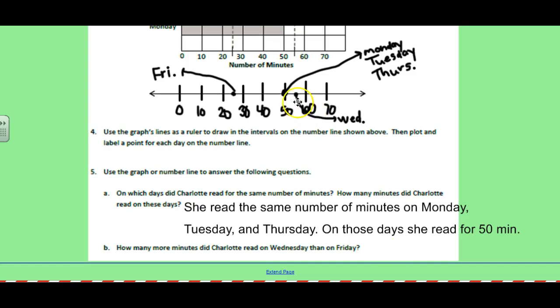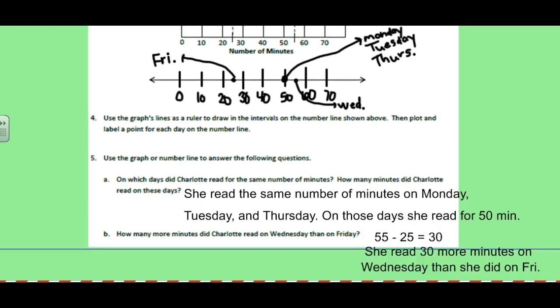So whenever I look at the number line, I see that she read for 55 minutes on Wednesday, and then on Friday she read for 25 minutes. So showing your thinking, you're giving me the equation that you use, which is 55 minus 25, and that's going to give you a certain amount of minutes, or how many more minutes she read on Wednesday. And then you need to answer that in a complete sentence. So when you have part B done, I want you to push play so you can check your answer. So I know whenever I subtract 25 minutes from 55 minutes, I get 30 minutes. So that means that she read 30 more minutes on Wednesday than she did on Friday.